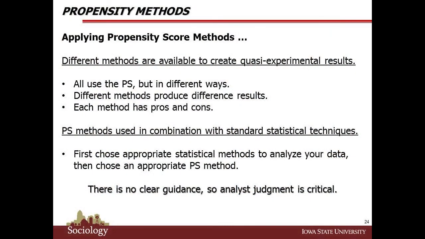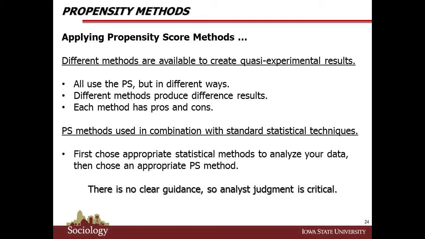So once you've estimated the propensity score and then evaluated it in terms of overlap and balance, the next step is to take that propensity score and use a particular method to incorporate that into a statistical analysis. And there are 4 main propensity methods. They all use the propensity score, but they all use them in different ways. Each method has advantages and disadvantages. And the results of the analysis will differ based on which method you use.